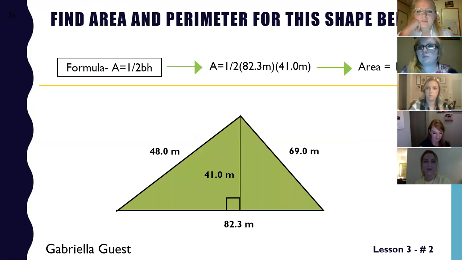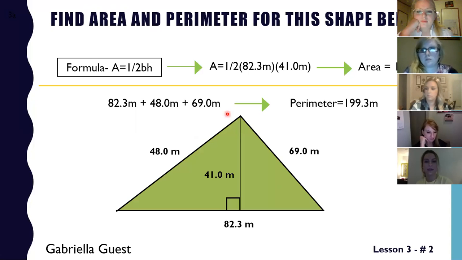So now we're going to figure out how to find perimeter. And perimeter is the distance around any shape or figure, so all you have to do is just add up your sides. So 82.3 meters plus 48 meters plus 69 meters. And then we get the answer of 199.3 meters. And that is how you find area and perimeter for this shape.